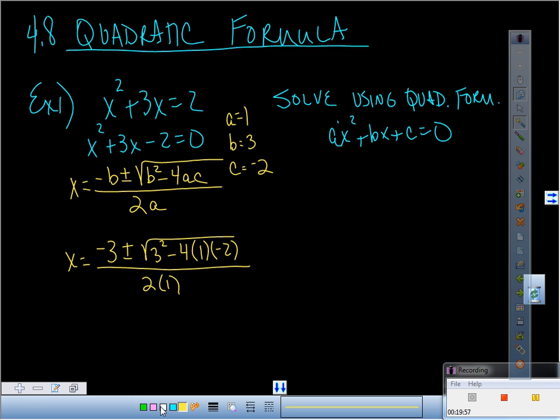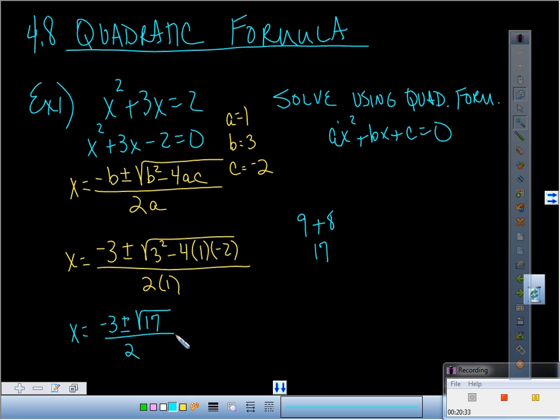Now I'm going to go out here to the side and do a little chicken scratch. I'm just going to figure out what is under the radical. I don't need a calculator, okay? So what is 3 squared? 9. What did 2 negatives make when you're multiplying? A positive. Do I care about the 1? No, it's not going to change anything. What's 4 times 2? 8. What's 9 and 8? So x is equal to negative 3 plus or minus the square root of 17, all over 2 times 1 is 2.